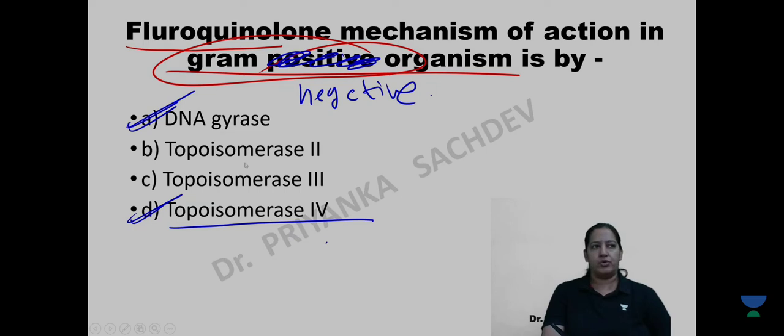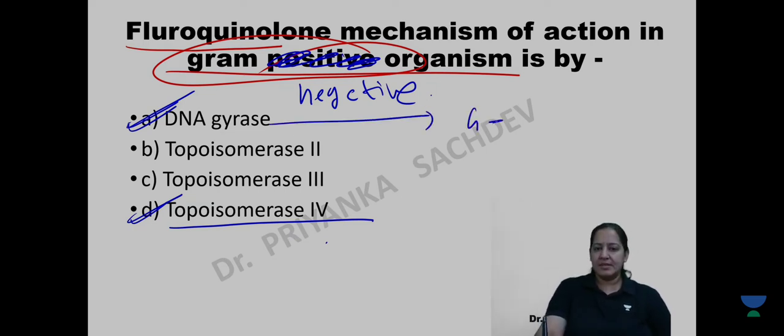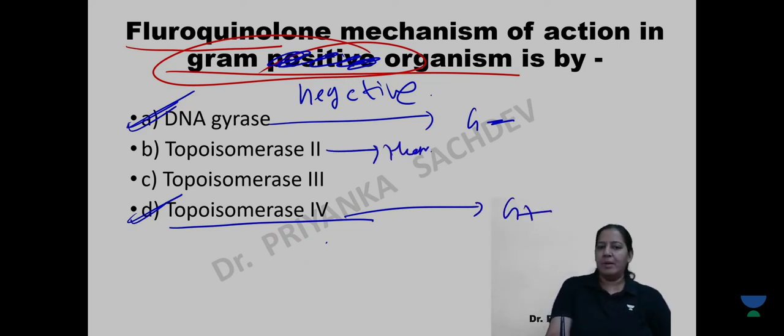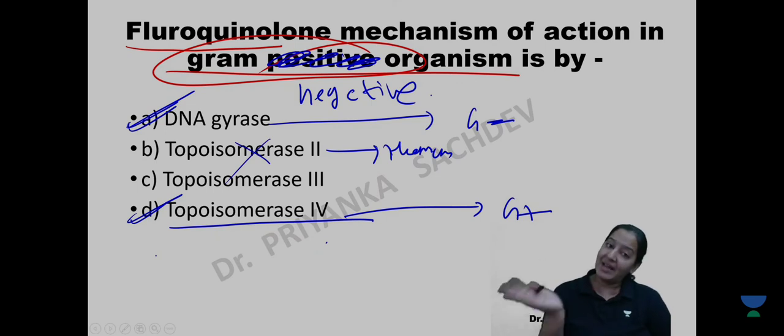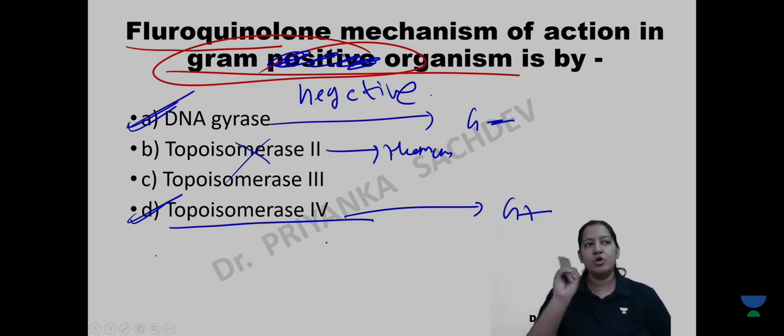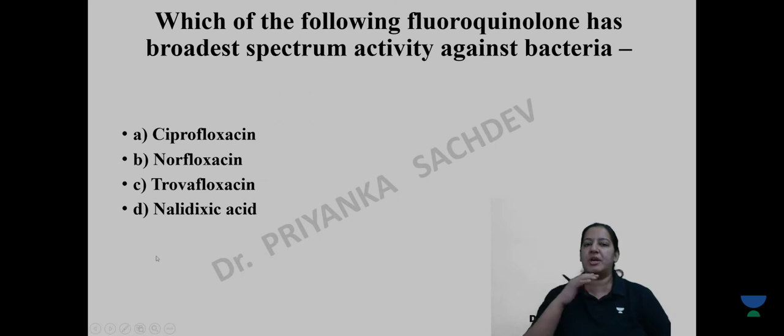It will not be topoisomerase 2, Kishore. It is not topoisomerase 2. So in gram negative, this is the answer. In gram positive, this is the answer. In humans, topoisomerase 2 is present, but fluoroquinolones do not act on human topoisomerase 2. Fluoroquinolones inhibit either DNA gyrase or topoisomerase 4. Topoisomerase 2 doesn't come into the role; it is present in humans. So the correct answer here is D. If I change the question, it will become A. Right? So this is the next question in front of you.